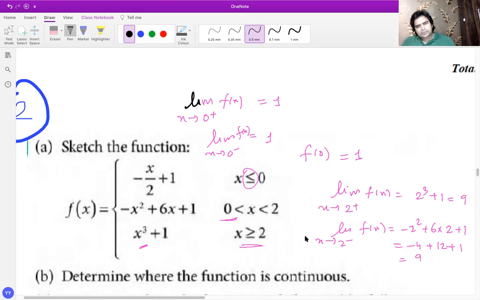And after that, you check what f of 2 is as well. So f of 2 is also 9. Since all 3 values are the same, when you graph this function, you can see a proper continuous function for the given domain. So that's what the continuity of a function means.